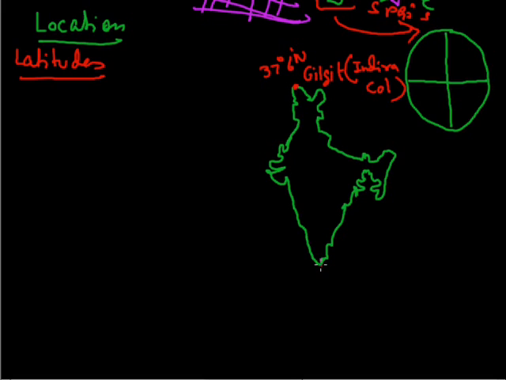Now let us come to the southern point, which is Kanyakumari. Kanyakumari is the southern point of India. It is not the southernmost point of India. If the question comes in our exams, what is the southern point of the mainland of India, then the answer is Kanyakumari. And its degree is 8 degrees 4 minutes north, because the equator is here. So the degree is this one.